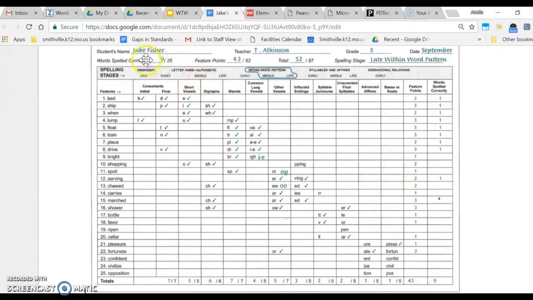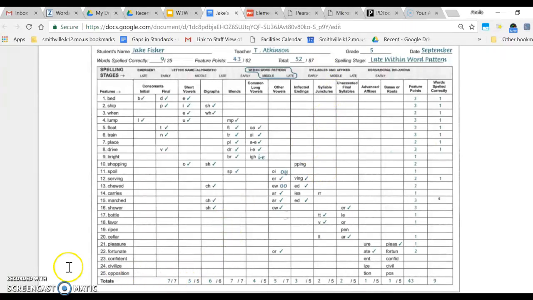That total goes up to the top, right up here where it says words spelled correctly. Add up this column. They got 43 points. That goes in feature points. Add those 2 numbers together and you get a total score of 52 out of 87. But again, the score is not what we care the most about.